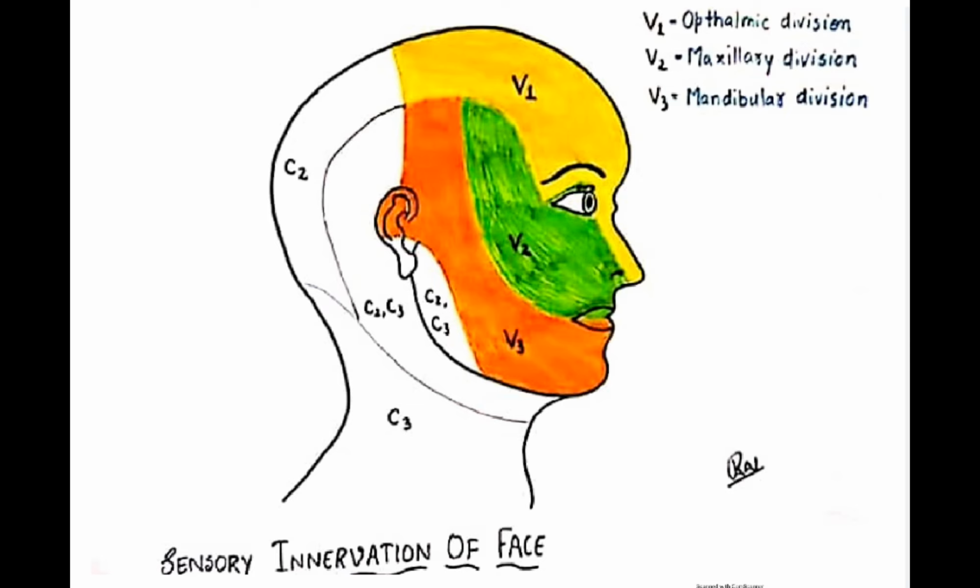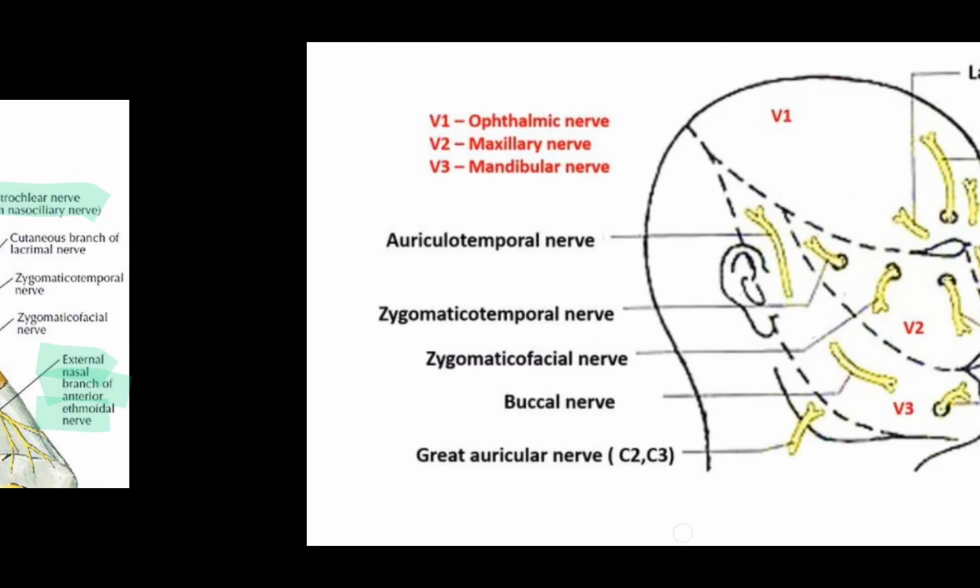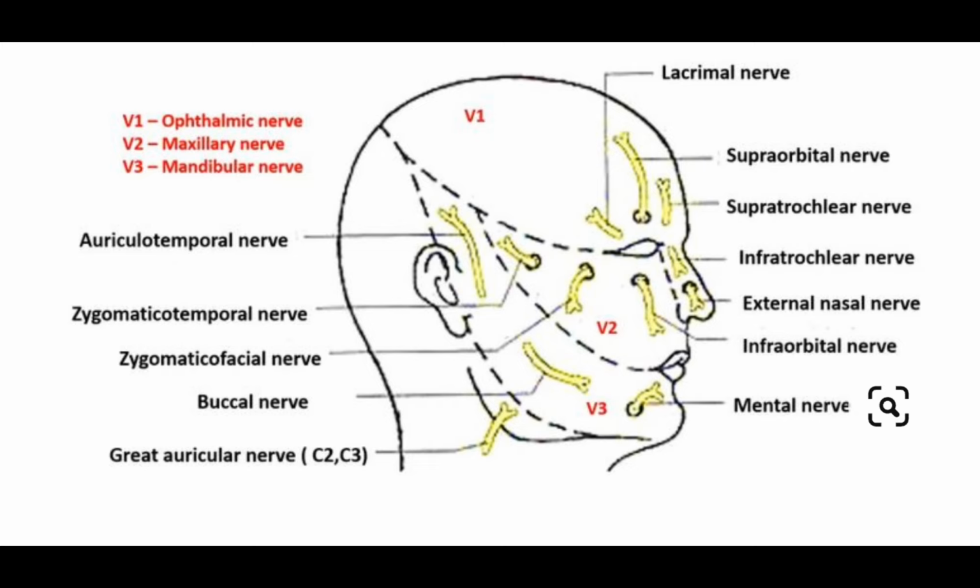So let's again revise the upper cervical spinal nerves: greater auricular, then lesser occipital, greater occipital, then third occipital. So that was all regarding the sensory supply of the face. Thank you.